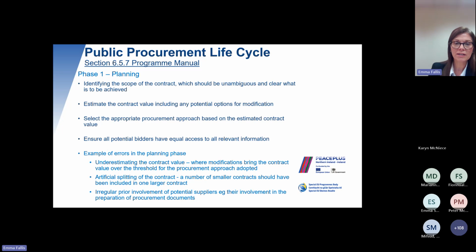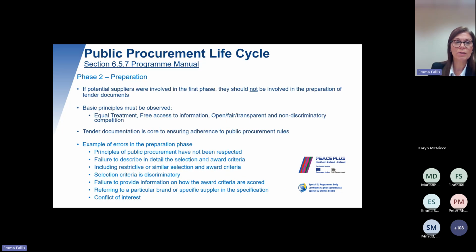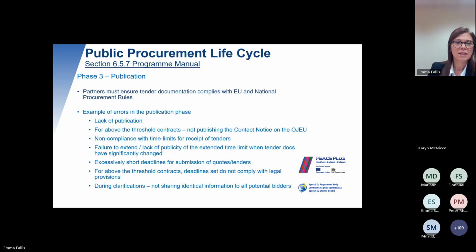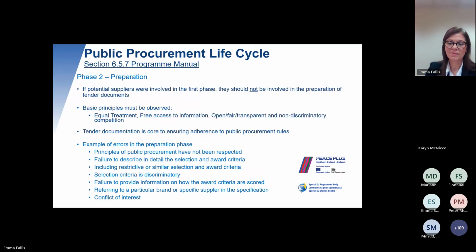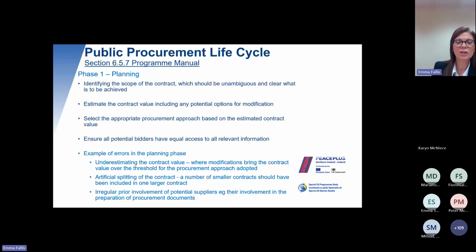Artificial splitting of contracts needs to be borne in mind, where a number of smaller contracts have been included that should have been included in one larger contract. So an example of that on a very simple basis is if you are procuring a room hire for a meeting, but you know that you actually need to have, you're doing a training course and you're having 10 meetings. The entire cost of the contract is the cost of the 10 meetings, not just the one meeting itself. So that's an example of where you would be splitting something into smaller contracts.